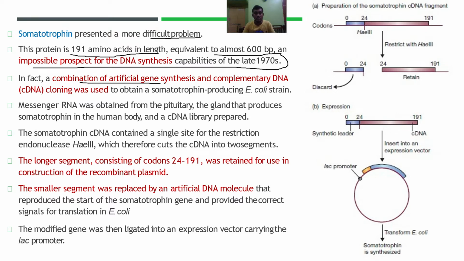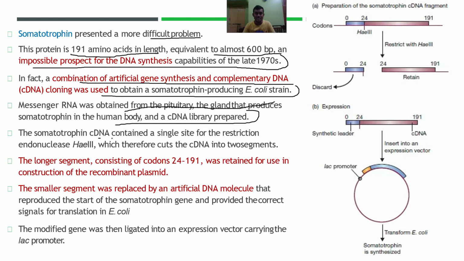In fact, a combination of artificial gene synthesis and complementary DNA cloning was used to obtain a somatotropin producing E. coli strain. Messenger RNA was obtained from the pituitary, the gland that produces the hormone in the human body, and a cDNA library is prepared. Before moving into the diagram, I'll explain the context of how it all started. The pituitary naturally produces this hormone, but in this case we want recombinant somatotropin in case the individual lacks this particular hormone.